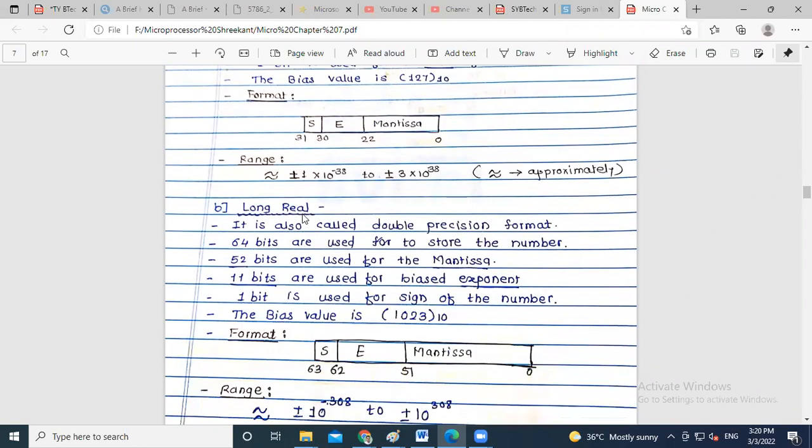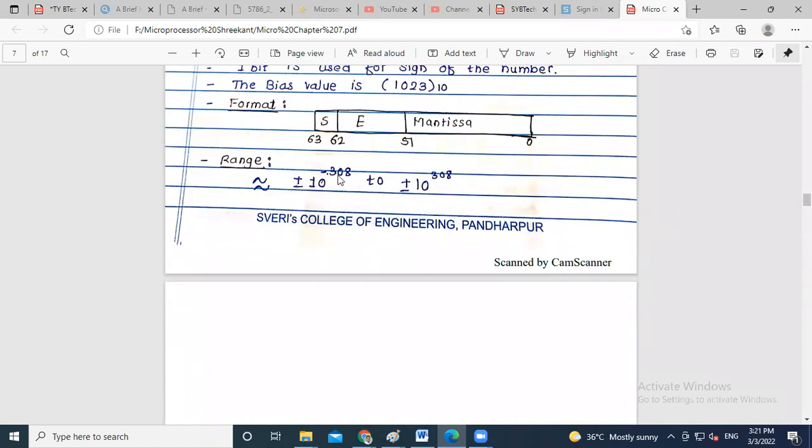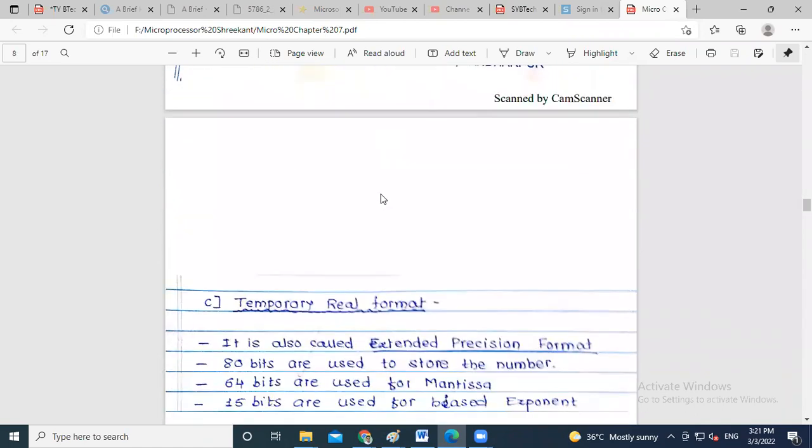Okay. So next one is the long real. It is double of short real again. If short real is 32-bit capacity, then automatically it becomes 64 because it is double of short. So here it is double precision format, and 64 bits are used to store the number. 52 bits are used for the mantissa, and 11 bits are used for biased exponent. One bit is again used for sign, that is the sign of the number. So this is the format of 0 to 63, a total of 64-bit capacity, and the range is plus or minus 10 raised to minus 308 to plus or minus 10 raised to 308. This is the range, approximate, not exact. So you have to remember this number.